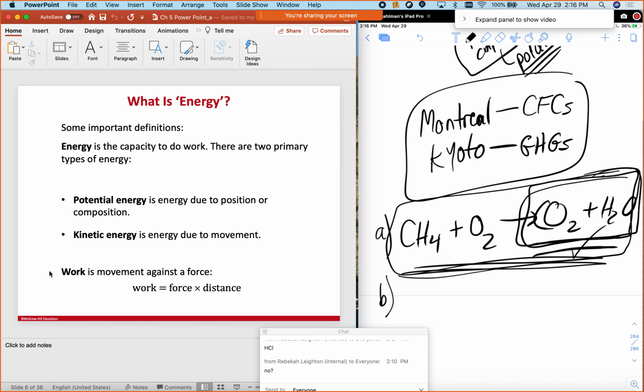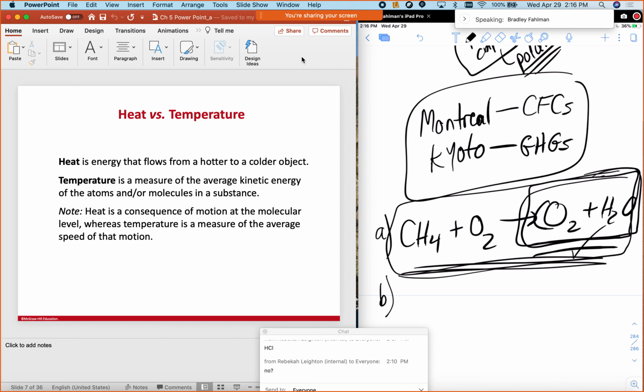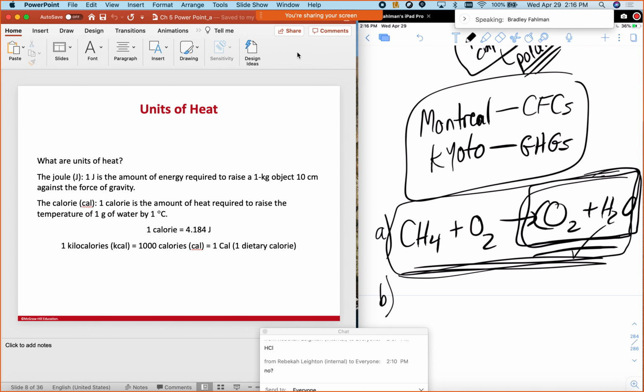So this slide with all the definitions, maybe work not so much, but what energy is and then what these kinds are, that's important. Okay. Heat versus temperature is also important definitions. And then some units. I'm not going to ask you these conversions, so you don't have to worry, except I might ask you a dietary calorie. How many joules is that equivalent to?